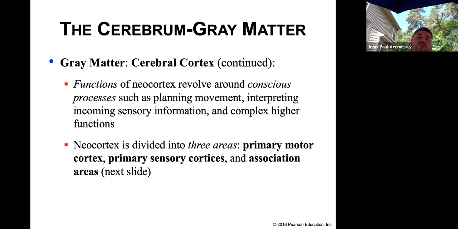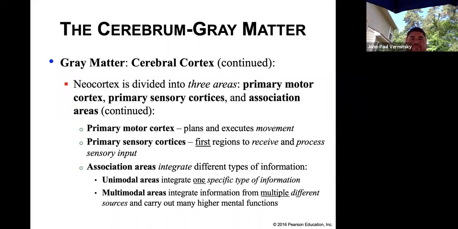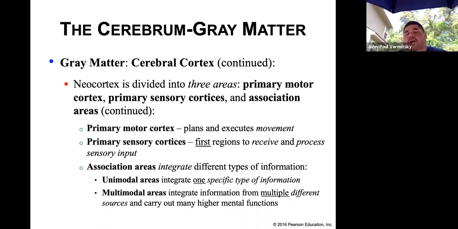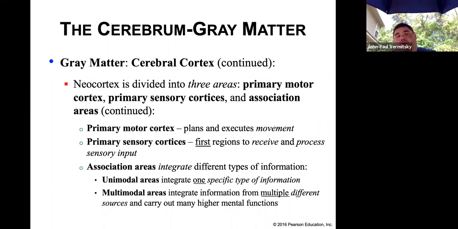And there are three primary areas of the neocortex, what we call the primary motor cortex, the primary sensory cortex, and association areas. So the primary motor cortex functions in planning and executing movement. The primary sensory cortex, this is the first region of the cortex to receive and process sensory information. And then finally, your association areas, this is where integration of different types of information will be processed.